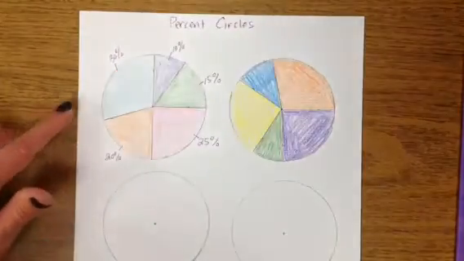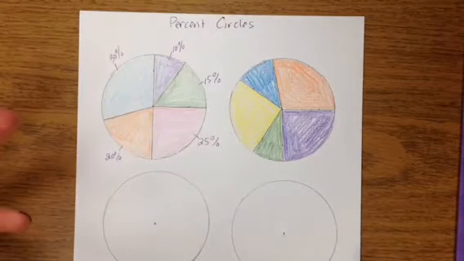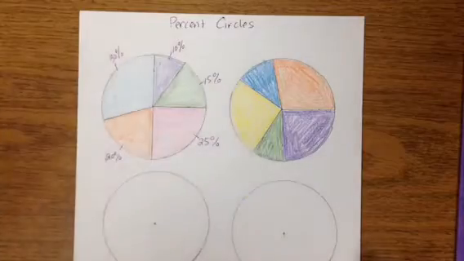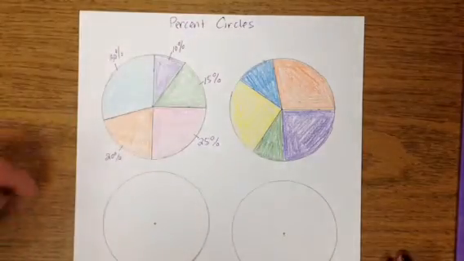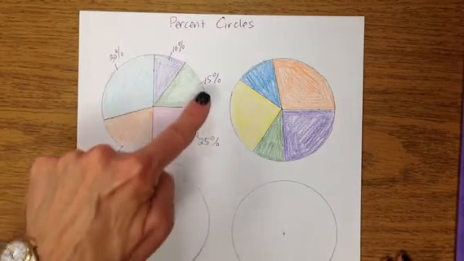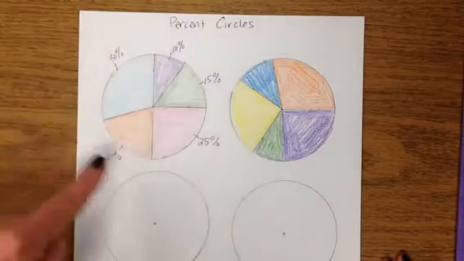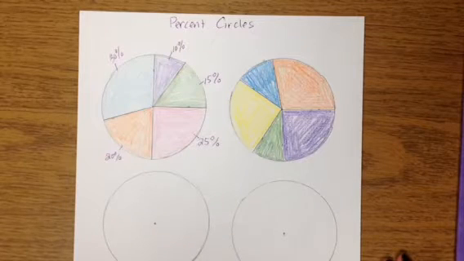All right, one of the ways we can check if we measured correctly is that these all have to add up to 100%. So we've got 30, 50, 75, 90, and 10 makes 100. So yes, in fact, those do add up to 100%. So we know that is probably pretty close.